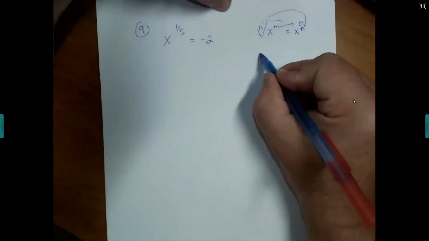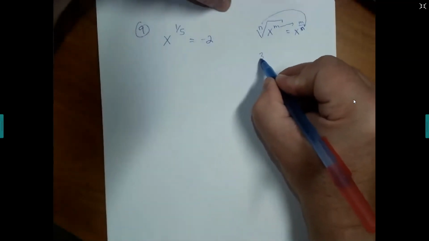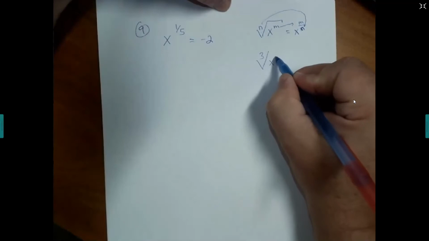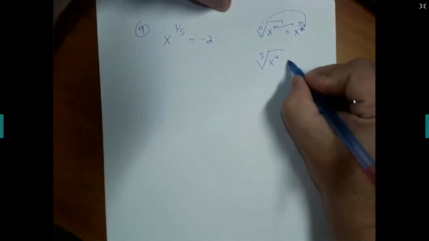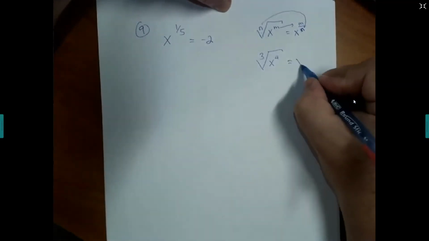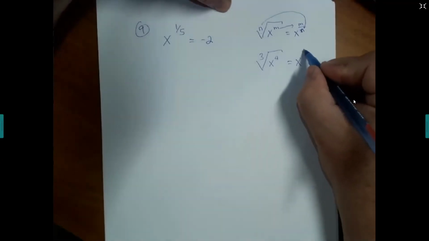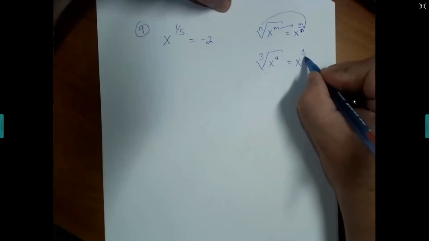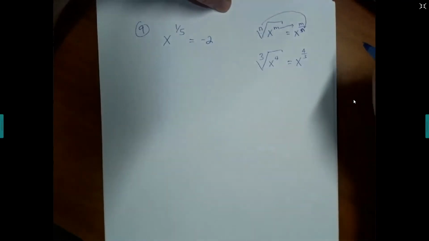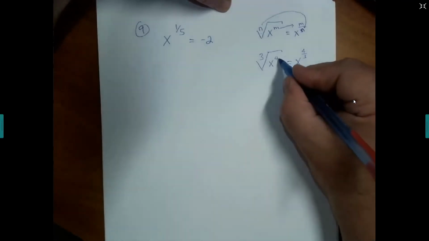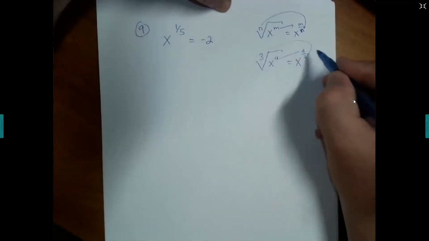So if I had that, I could rewrite it as an exponent 4 divided by 3. Whatever's on the inside goes on top. Whatever's in the root goes on the bottom.